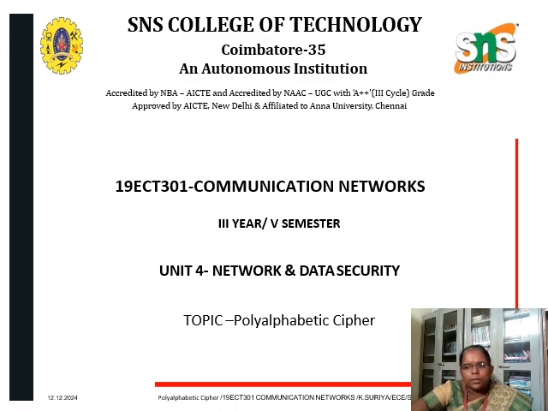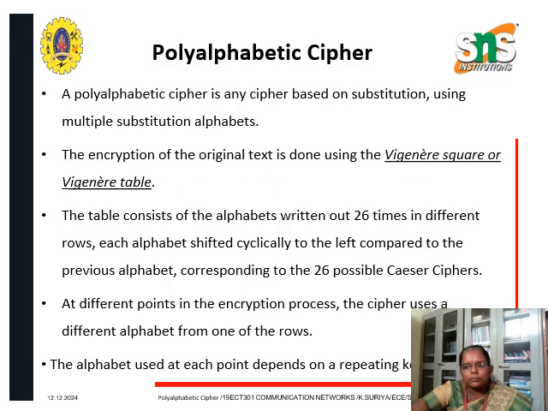In this video, let us see about polyalphabetic cipher. Polyalphabetic cipher uses multiple alphabets to substitute letters, determining the encryption based on the letter's position in the text. Unlike basic ciphers, polyalphabetic ciphers create a one-to-many relationship where each letter has several possible encryptions. A polyalphabetic cipher is any cipher based on substitution using multiple substitution alphabets.